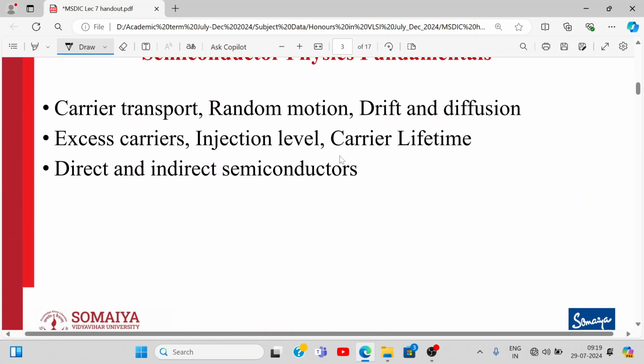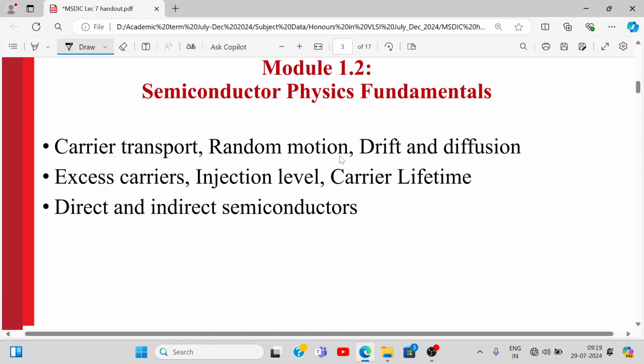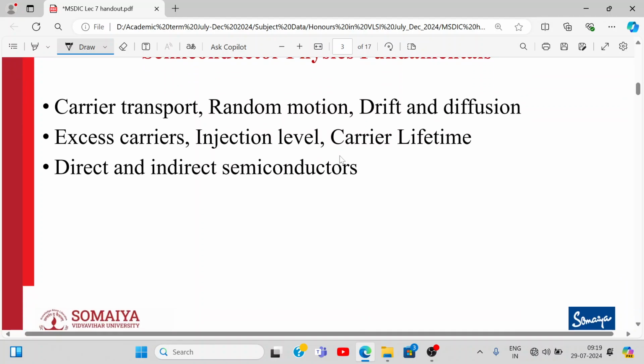We'll also see these topics today, that is carrier transport. Carrier transport is of three types: drift, diffusion and thermoelectric current. Then we'll also see what is random motion of charge carriers, and the drift and diffusion processes. What is the concept of excess carriers? This I've explained in brief, but we'll go into details today. Then the injection level and carrier lifetime. And finally, we'll conclude this small module with a direct comparison between direct and indirect semiconductors.